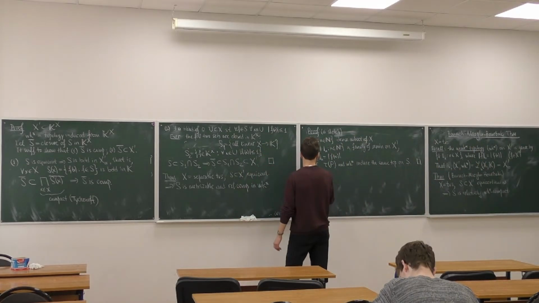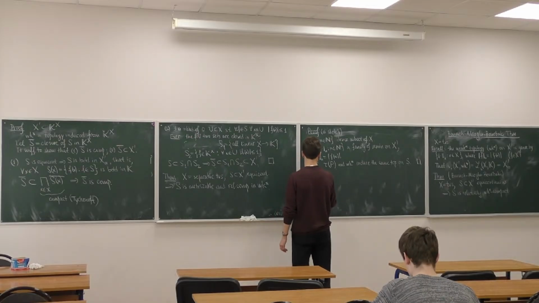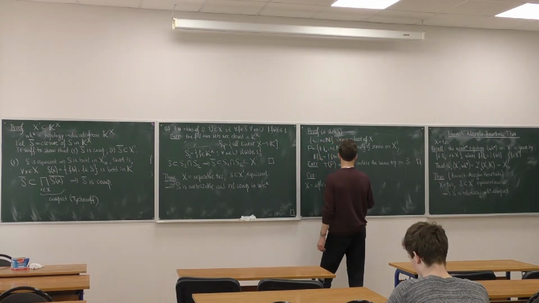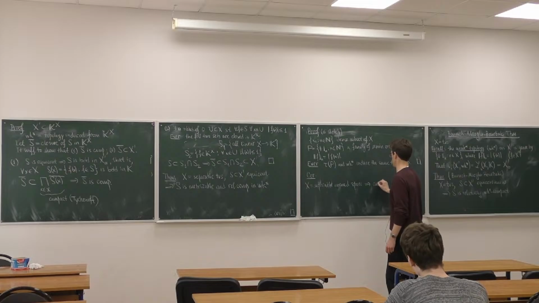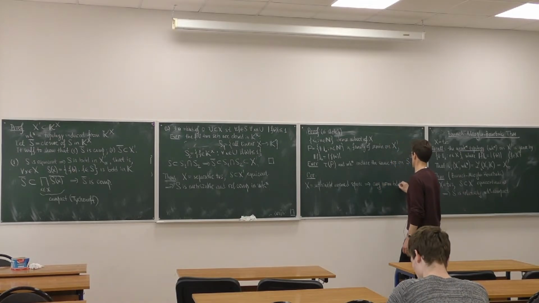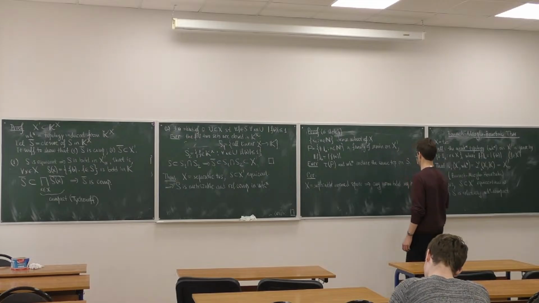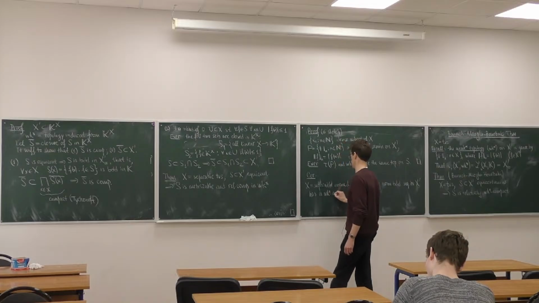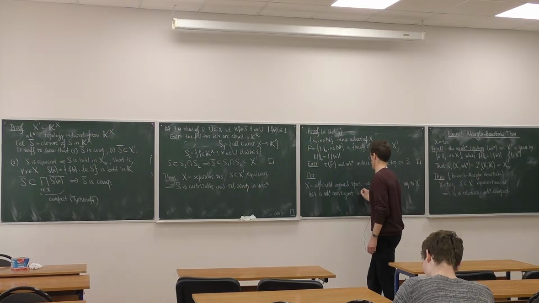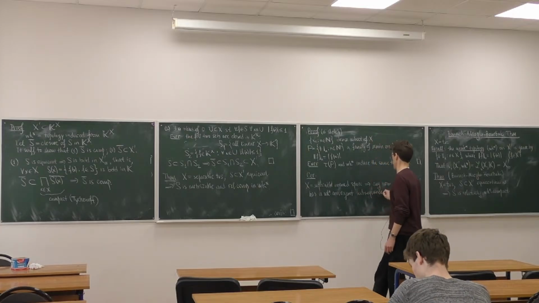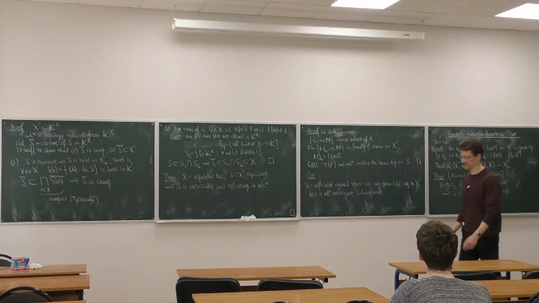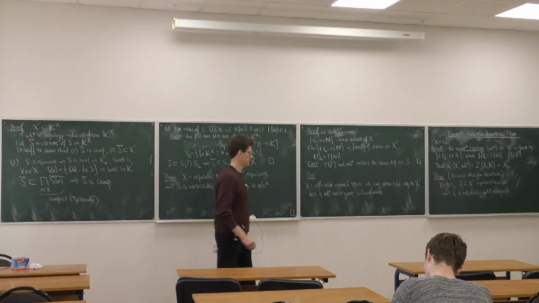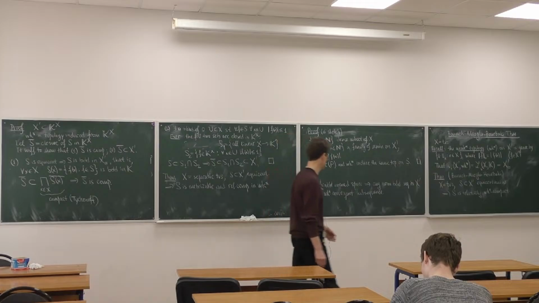So as a corollary, we see that if X is a separable normed space, then any norm-bounded sequence in the dual space, the sequence of bounded linear functionals, has a weakly star convergent subsequence. Well, just because it is compact and metrizable, so it is sequentially compact. And since it is sequentially compact, we can always find a weakly star convergent subsequence.